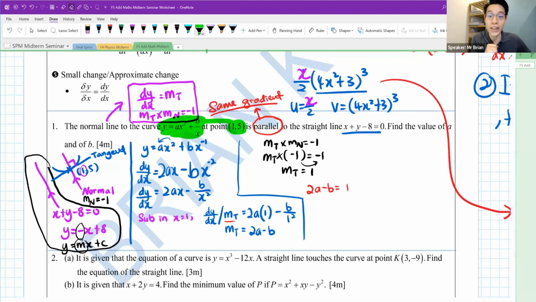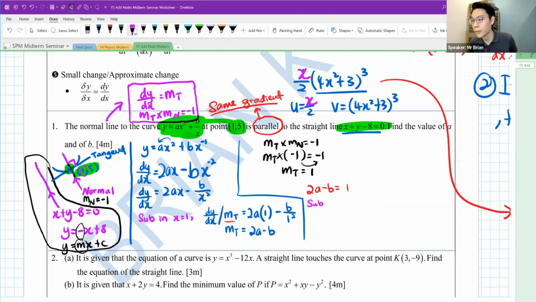The next question that I get asked a lot: Teacher, why do you sub into the curve? Why can't you sub into this straight line? Open your eyes big. You see the coordinate 1, 5? Is it on this straight line or not? Is it on x plus y minus 8 equals 0? If it's not on that line, you cannot sub in. You can only sub it in if it's on the curve, or if you have the tangent line, you can sub in the tangent line, or if you have the normal line, you can sub in the normal line. So you can only sub it into the equation it lies on.